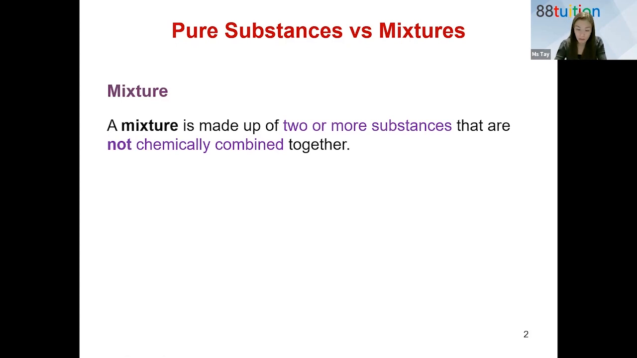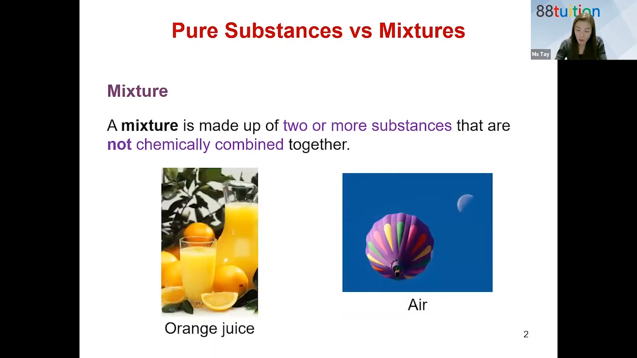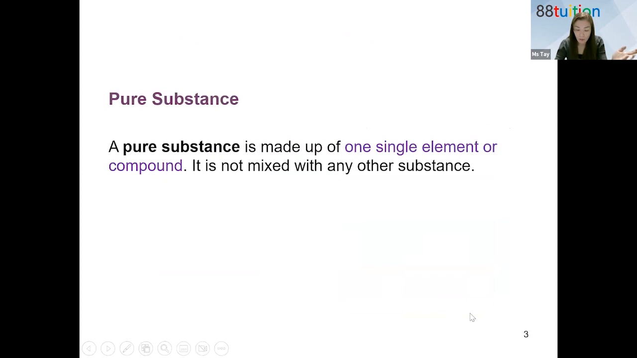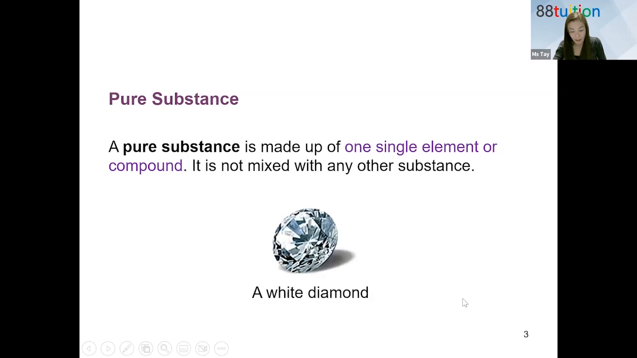Don't worry about it. We know mixtures are made out of 2 or more substances. They are not chemically combined together. They are only physically put together, not chemically combined. Then you know about substances also. Pure substances are those that are single elements, found in the periodic table, or compounds. Compounds are pure substances because they are not mixed with any other substance.